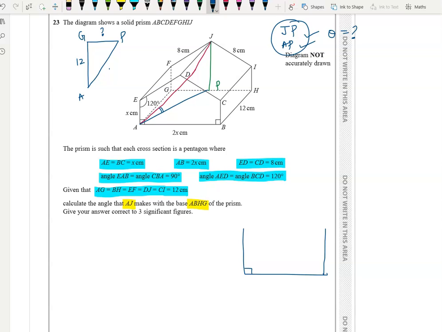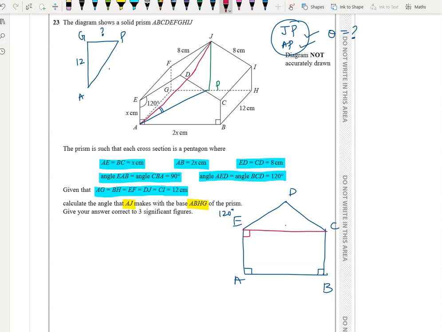Okay, these two angles are given to you as 90 and, okay, so we have A, B, C, D and E. Angle E is 120 degrees and these two are 90. Angle DCB is also 120. First I'll join EC. So this will be like a rectangle.